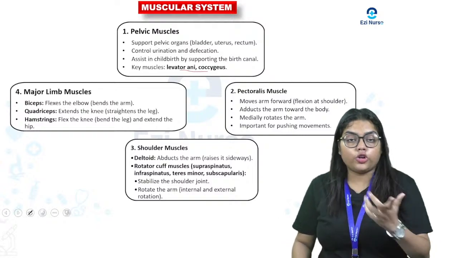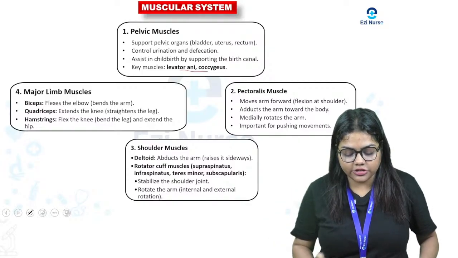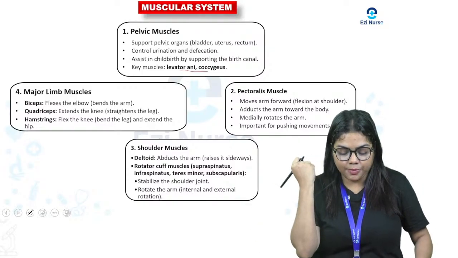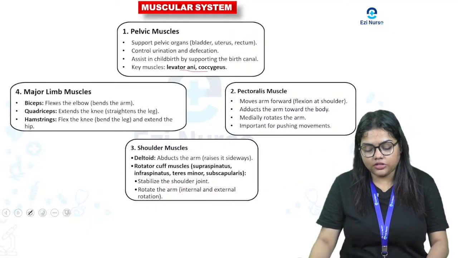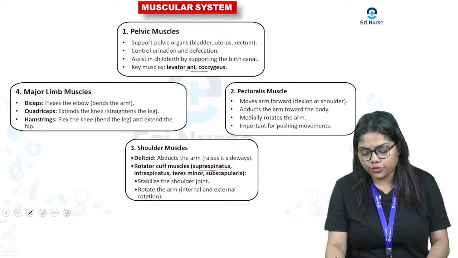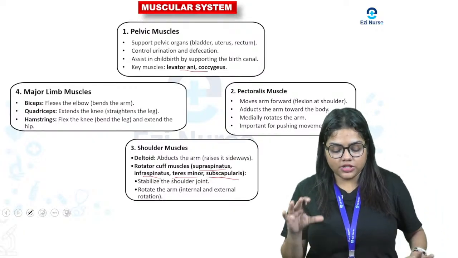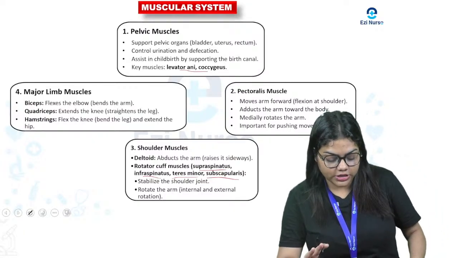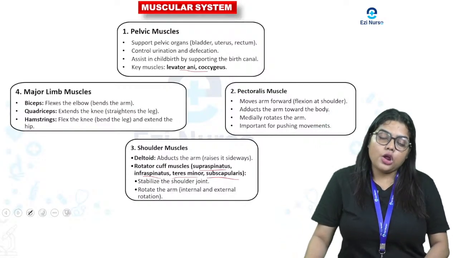Next is shoulder muscles. In the shoulder we have deltoid and rotator cuff muscles. Deltoid muscles will abduct the arm and raise it sideways. Next is the rotator cuff muscle, which is supraspinatus, infraspinatus, teres minor and subscapularis. These muscles help to stabilize the shoulder joint and rotate the arm, internal and external rotation.